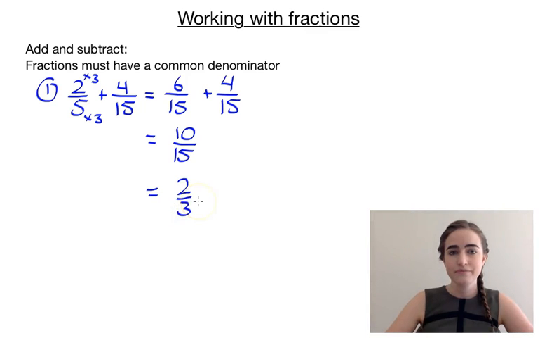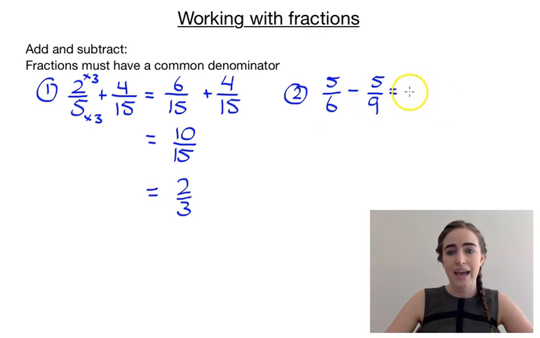All right, let's have a look at one more example. So if we had 5 over 6 minus 5 over 9, again, we need them to have a common denominator. So the lowest common multiple of 6 and 9 is going to be 18. So we want them both to have a denominator of 18.